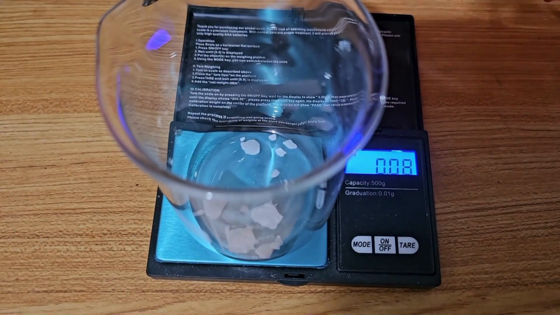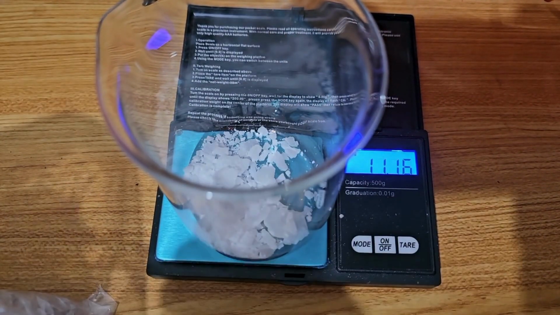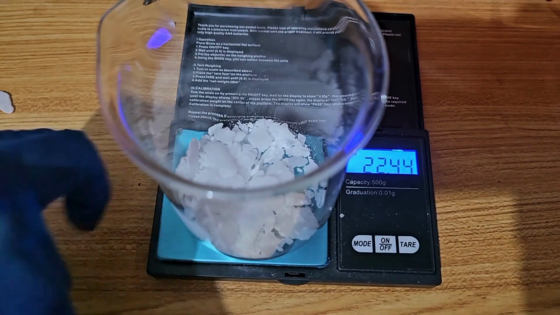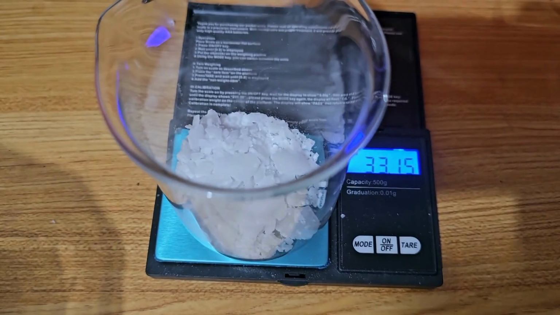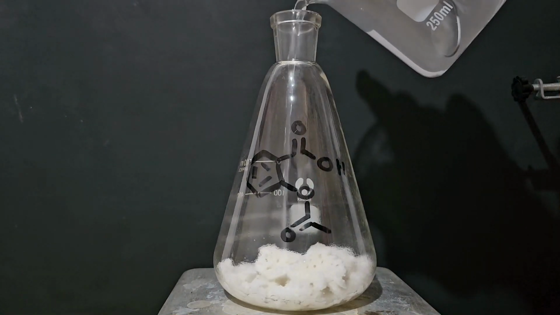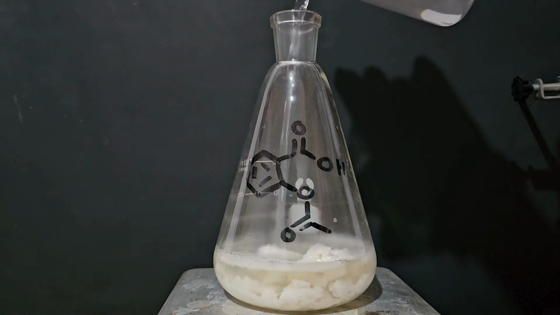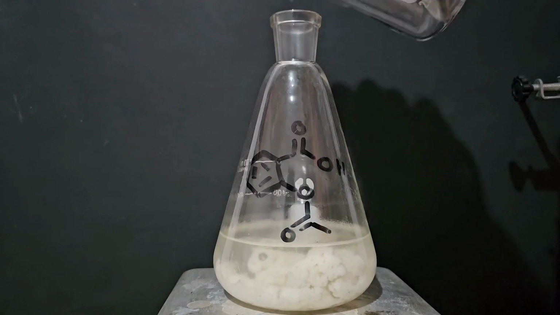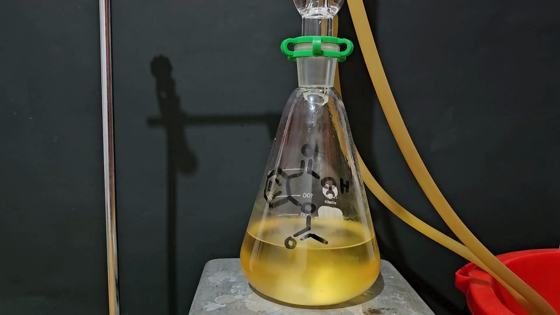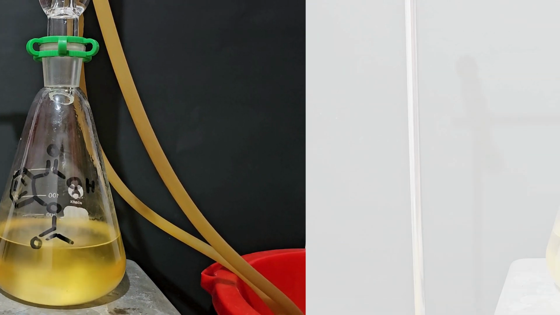In the meantime, we're going to prepare a solution containing 33.15 grams of sodium hydroxide dissolved in 250 ml of water. Pour this solution into the aspirin and settle things into reflux for 2.5 hours. While this is reacting, let's discuss the mechanism.